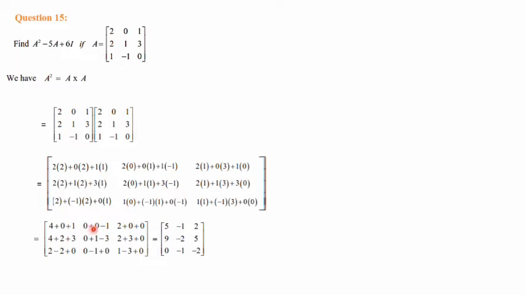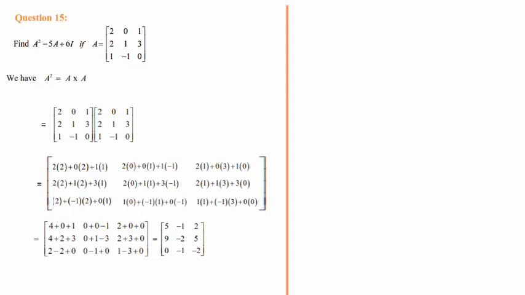Here 0 plus 0 minus 1 is minus 1. 2 plus 0 plus 0 is 2. 4 plus 2 is 6. 6 plus 3 is 9. Then here it is 1 minus 3. 1 minus 3 is minus 2. Here 2 plus 3 is 5. 2 minus 2 is 0. Here it is only minus 1. Here 1 minus 3 is minus 2. That is the value of A square.